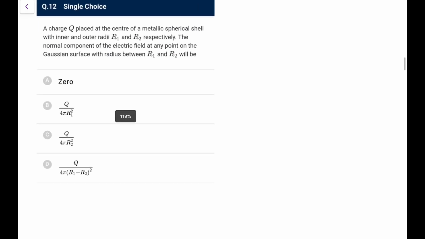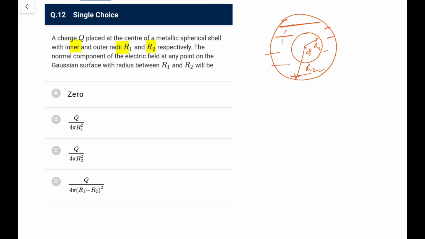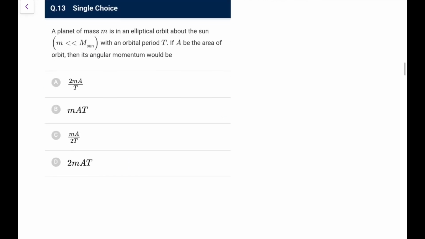Next one. A charge Q placed at the center of a metallic spherical shell with inner and outer radii R1 and R2 respectively. The normal component of the electric field at any point on the Gaussian surface with a radius between R1 and R2 will be. Okay, so charge Q is placed at the center of a metallic spherical shell. It's like this. This is Q and this is a metallic shell like this. This is R1 and this is R2. So if you take the Gaussian surface here, it is inside the volume of the conductor, so the electric field is going to be 0. So no point in doing further, it's directly basic conductor theory.